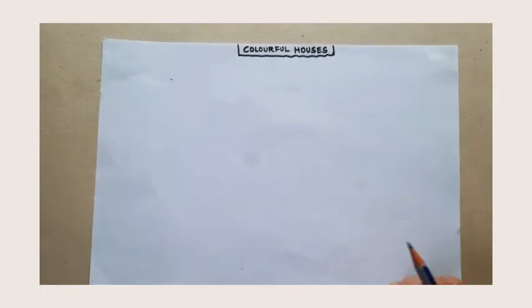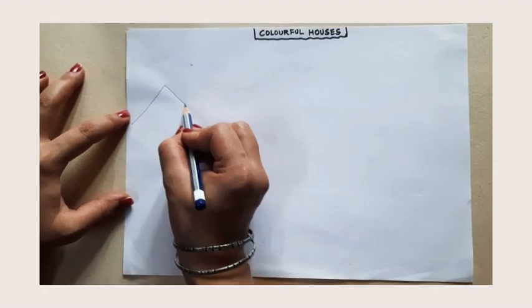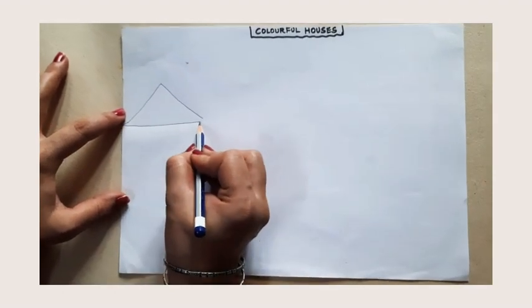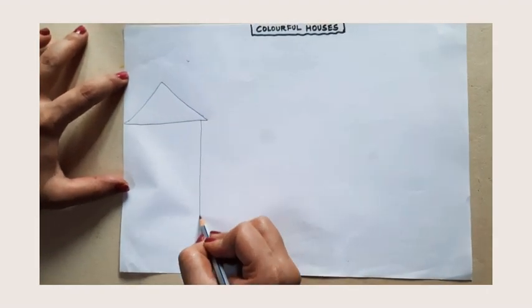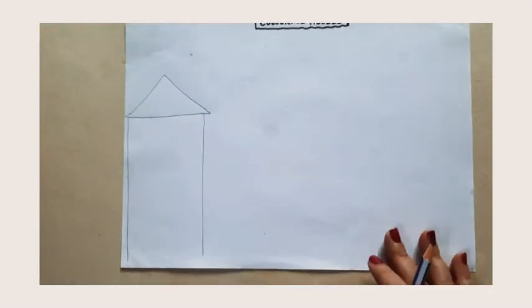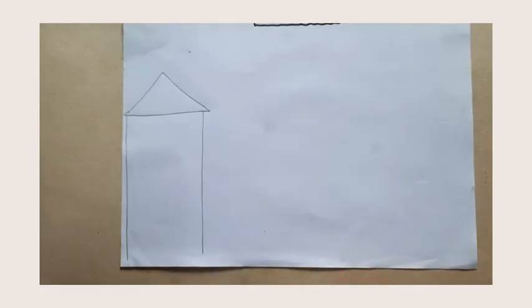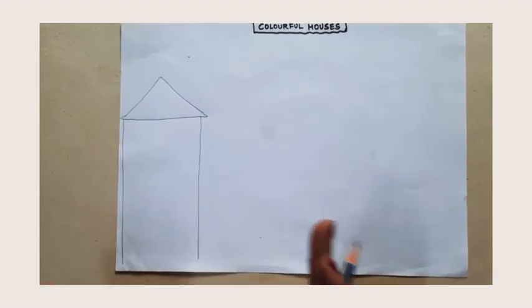colorful houses? Let's begin. Now, to make a house, again, we are going to make it with geometrical shapes. You all know how to use the basic shapes, triangle, circle, and rectangle. To begin with, children, start by making the roof with a triangle shape. Next, we are going to make two lines to make the rectangle for the bottom of the house. Now this bottom part has the four walls and the door and the window.